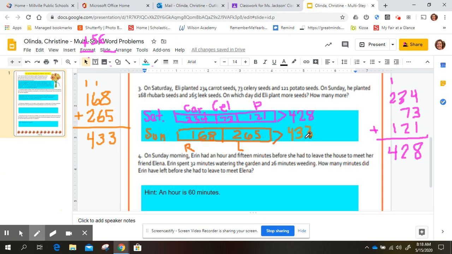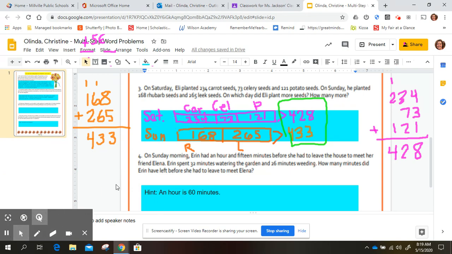All right. $168 and $265. I'm just making sure I got the numbers right, because if I tell you the wrong answer, that really wouldn't be fair. All right, so we can easily compare this now to figure out which one was more. Is 428 or 433 more? And the answer would be 433. So on Sunday, he planted more seeds.